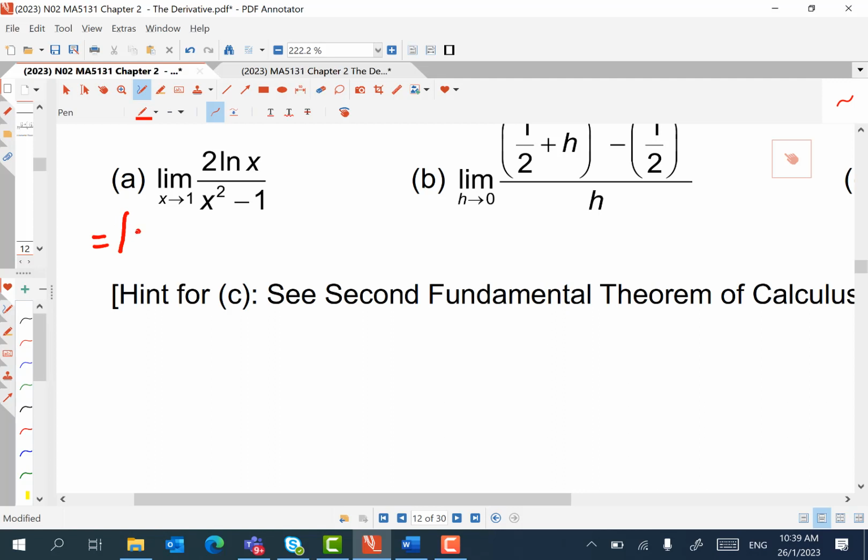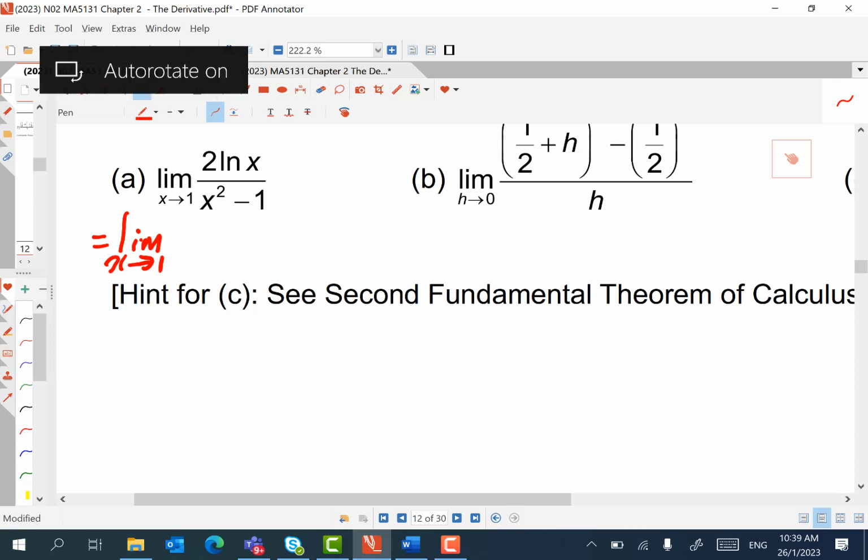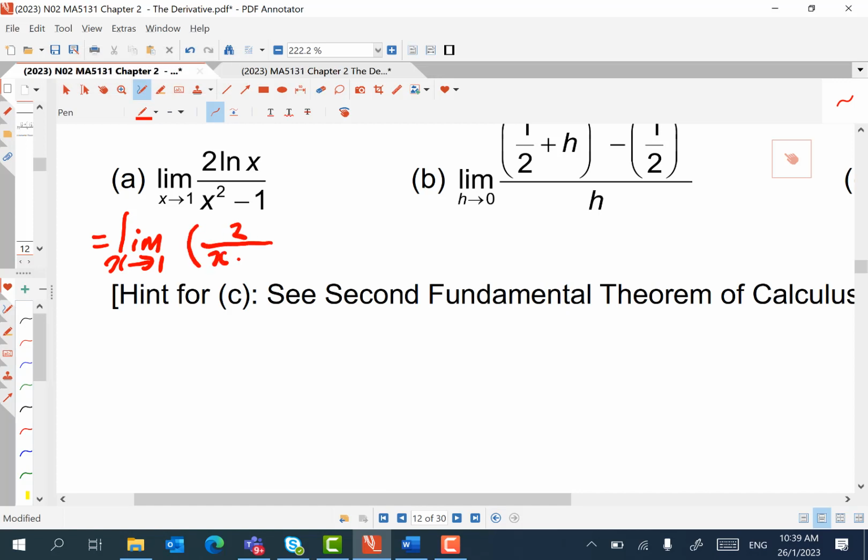We are going to write this thing as limit x tends to 1. I hope you know how to rewrite this thing as... So what I've done here is I have rewritten the function as a product of these two. Why do I do this? Because I then want to actually break up this one into the product of the two limits.